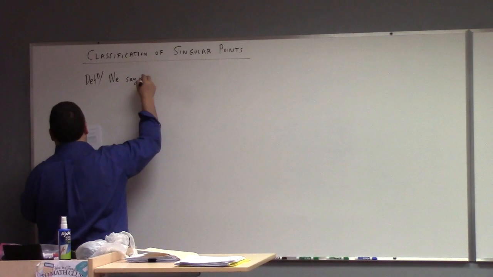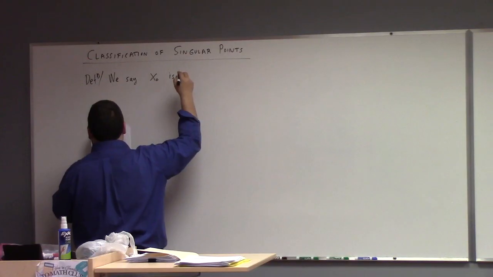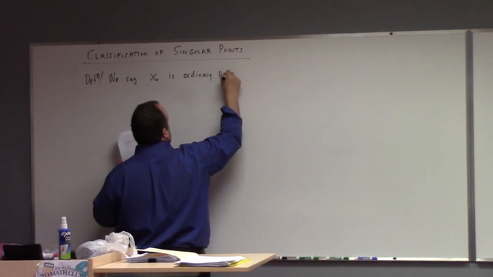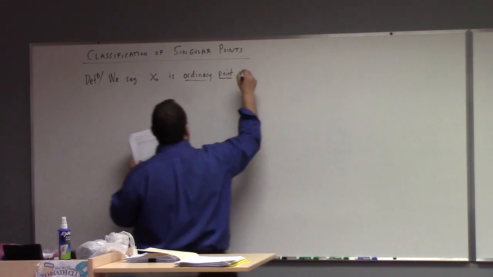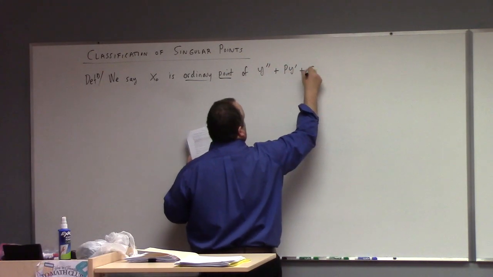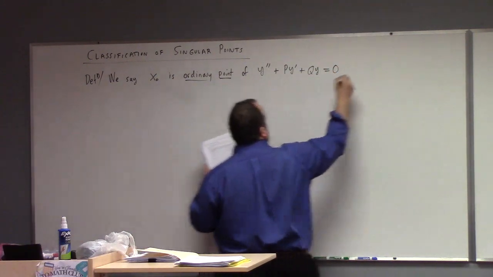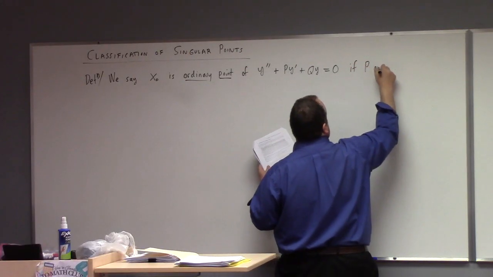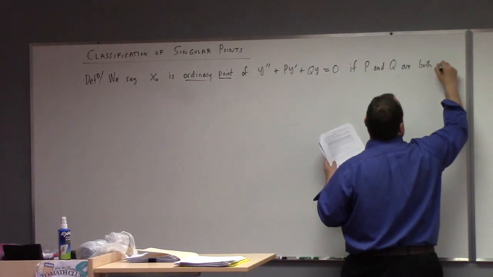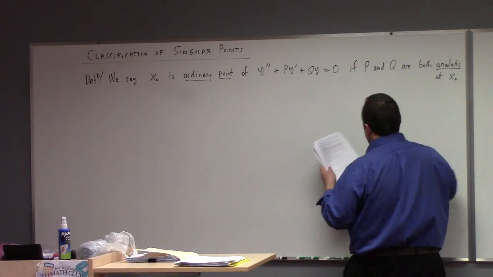We say x naught is an ordinary point of y'' + p y' + q y = 0 if p and q are both analytic at x naught. This is page 226 of my notes if you're tracking along here. Now, what does analytic mean?